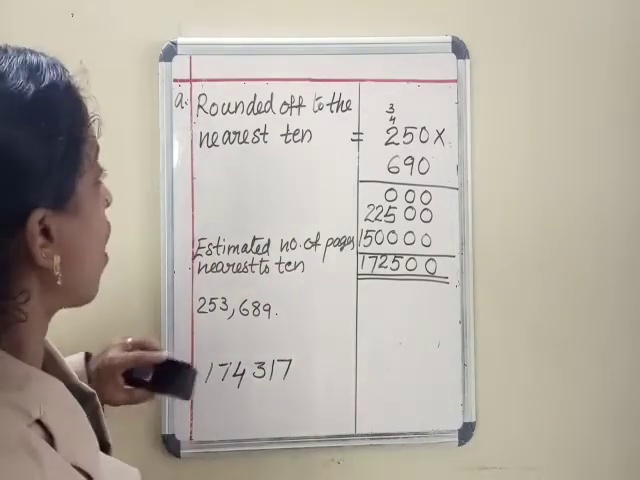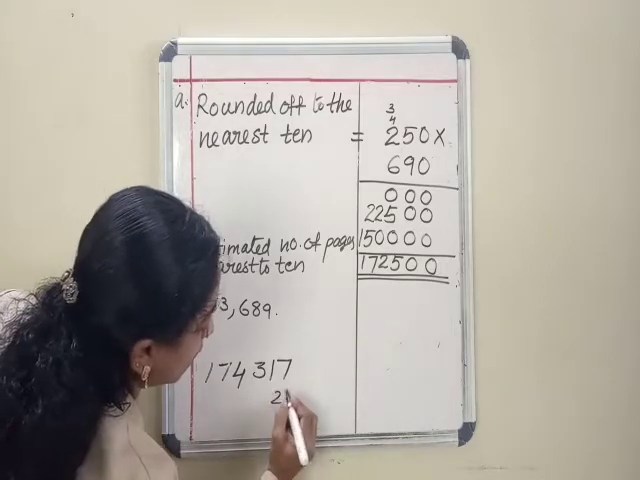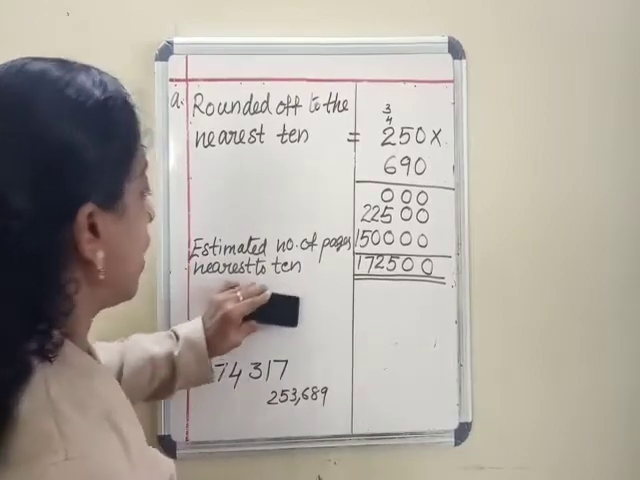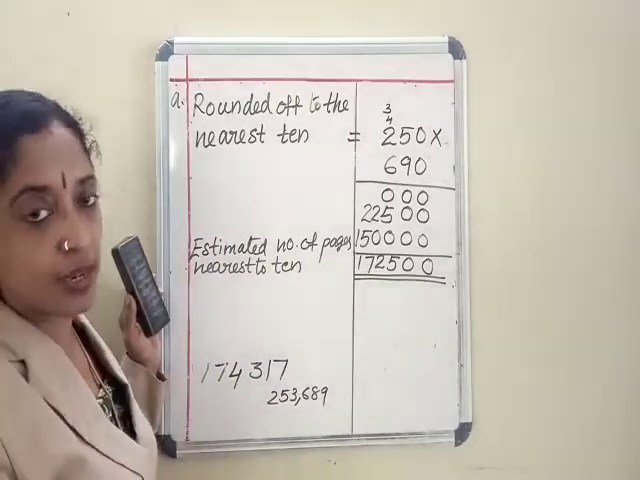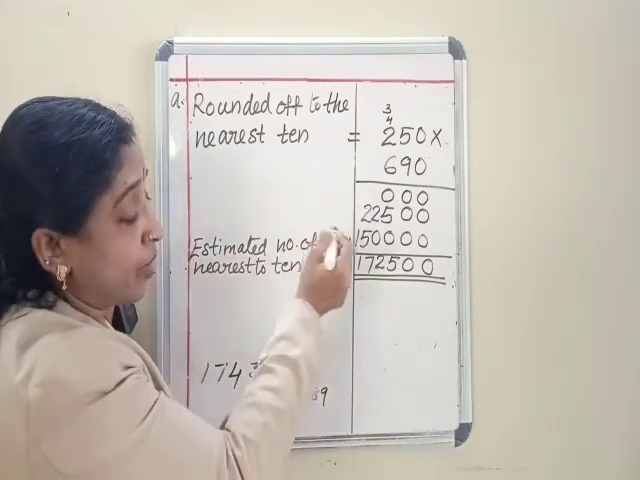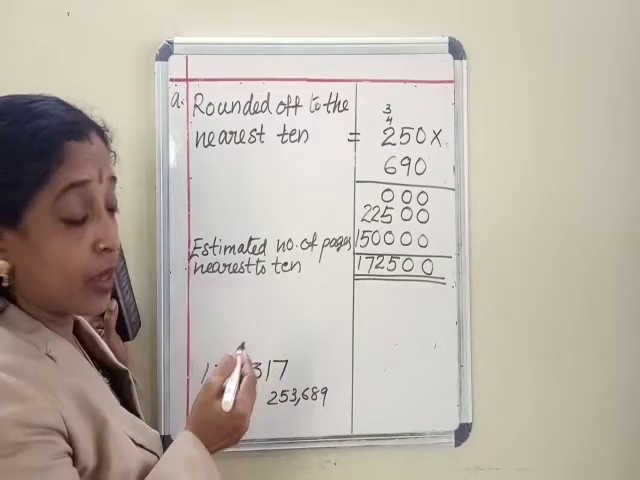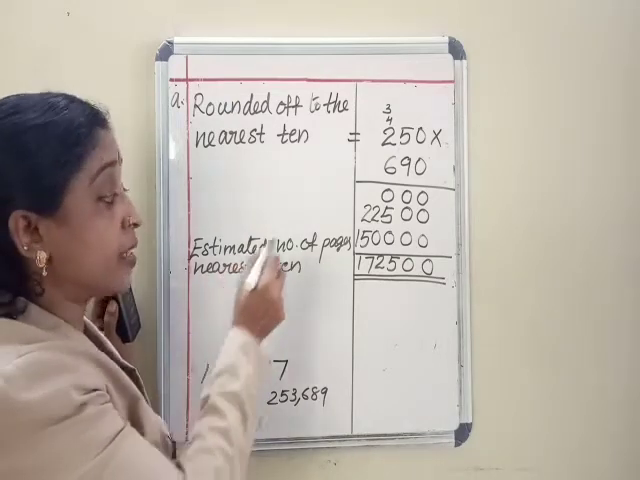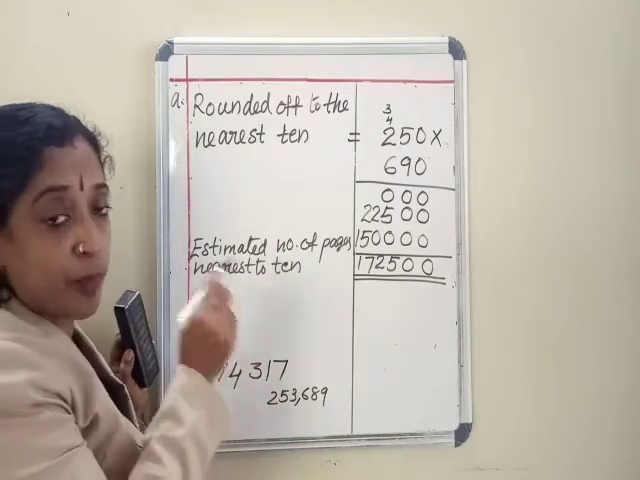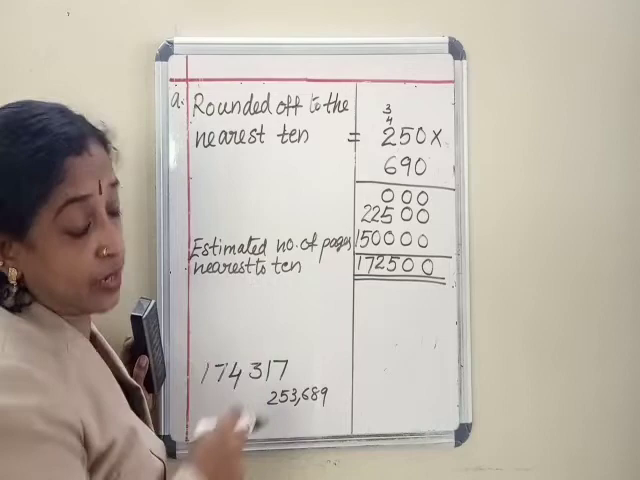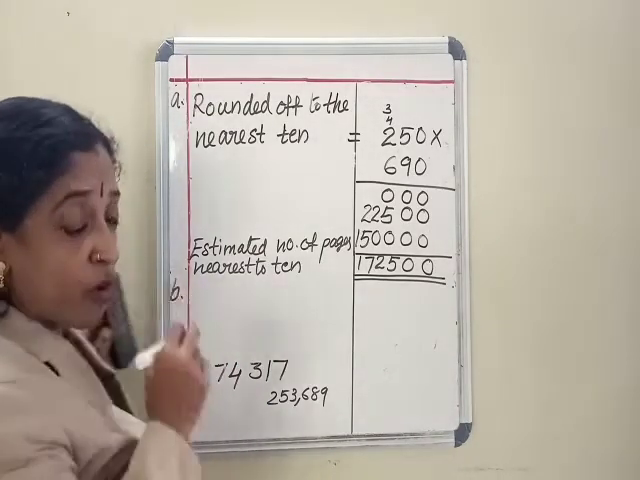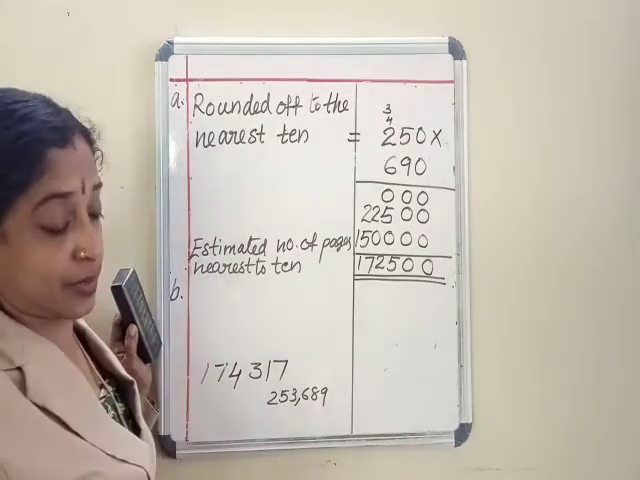Now we can find what? 253, 689. I hope you all understood up to this. First we find the actual product. Here we found the estimated number of pages, total number of pages nearest to 10. Next we have to find, question B is what? Estimated number of pages nearest to 100.